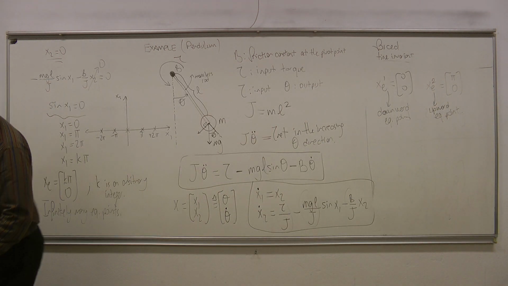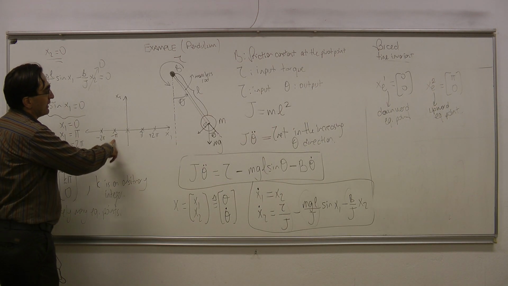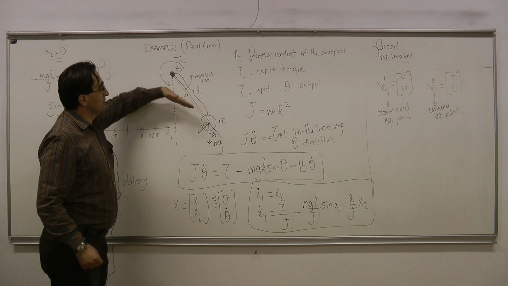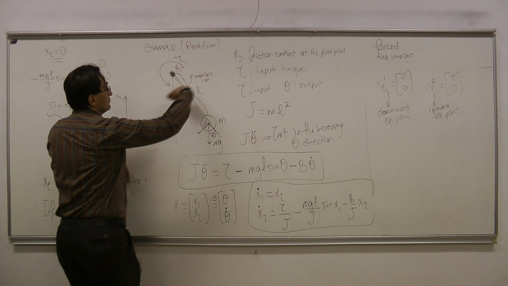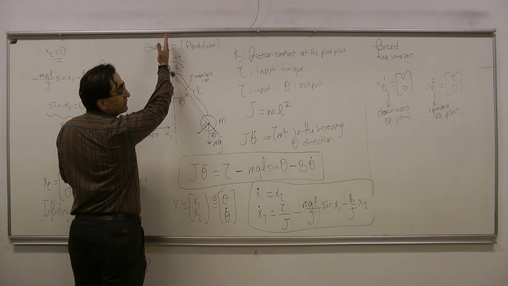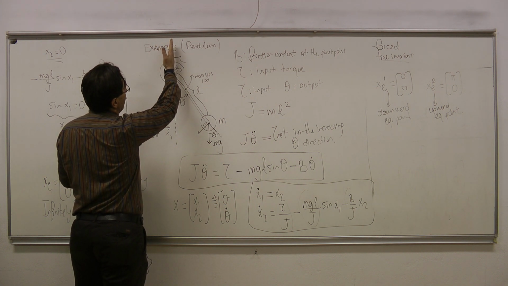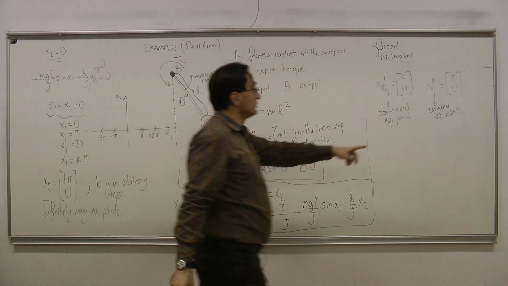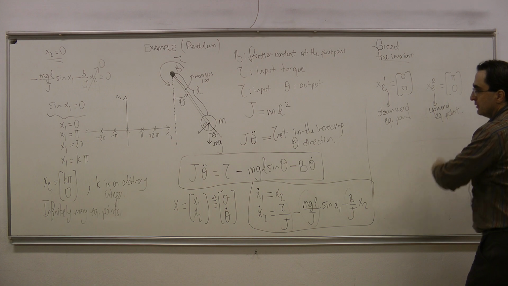What about the other ones? Minus pi and 0. Theta is positive in that direction. Negative direction would be that direction, and minus pi would be again when the pendulum is upward. Okay? So I would have again a similar equilibrium point to the second equilibrium point.